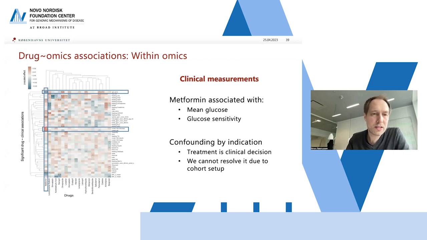And what we see here is that it's highly associated with the amount of mean glucose and also the glucose sensitivity, which makes sense. But what we also see here is that it's actually in the opposite direction from what you would expect. And I think this is really interesting, because it also shows the challenge of working with this kind of data, because this is really confounded by indication, because treatment with metformin is actually based on glucose levels in your blood, right? So the higher glucose levels you have, the more likely you are to be treated with it. So it actually learned this clinical decision, and with the setup we have, we cannot resolve it.